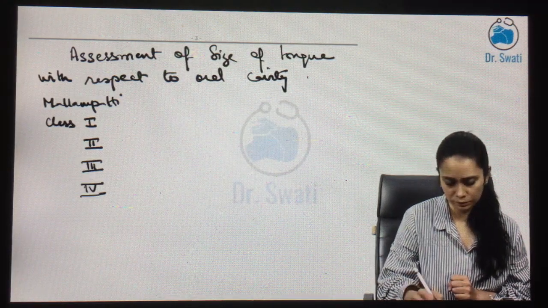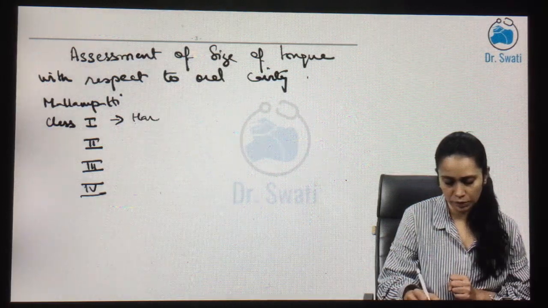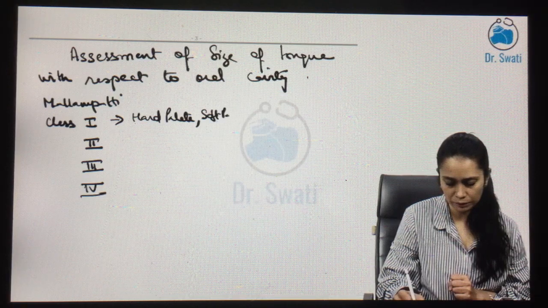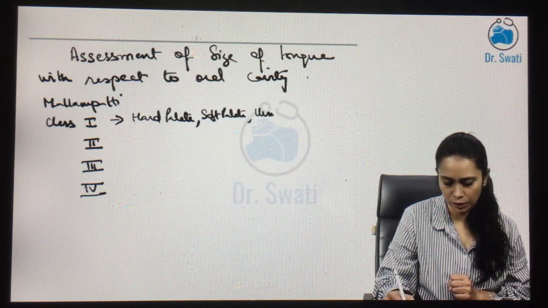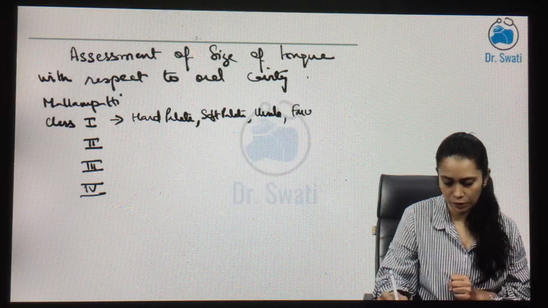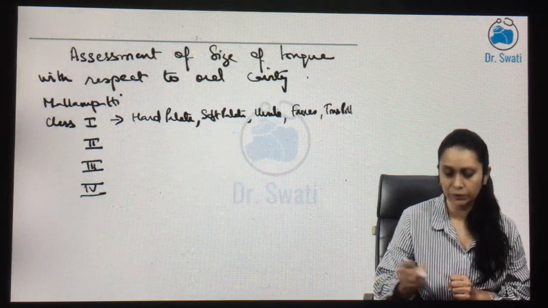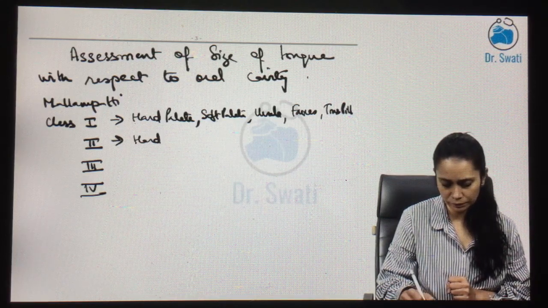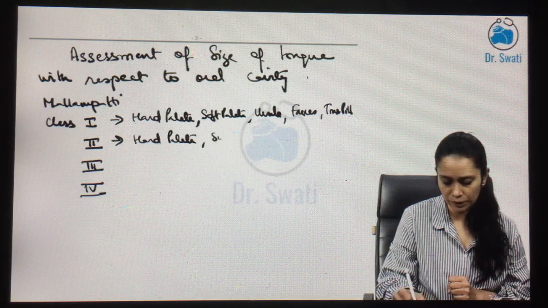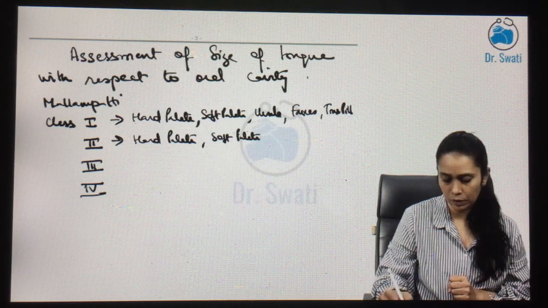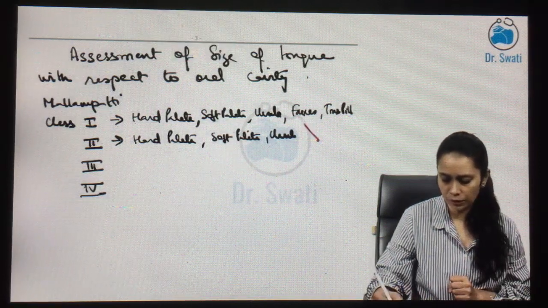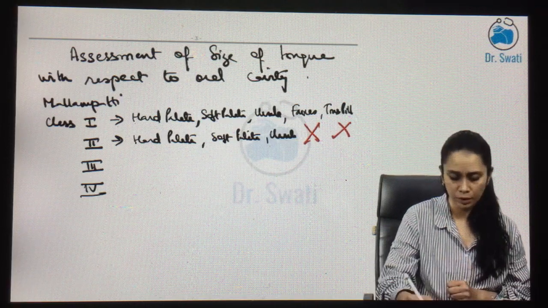Mallampati class 1: hard palate, soft palate, uvula, fauces, tonsillar pillars. Okay? Class 2: I see hard palate, soft palate, maybe uvula, but I miss fauces and tonsillar pillars.